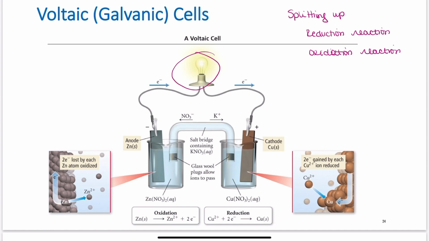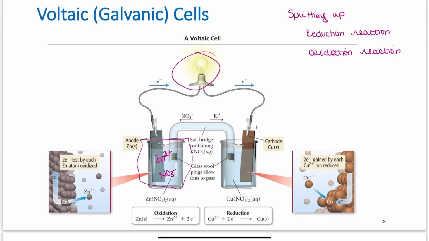So here we see another system. I've got zinc plus copper again, but this time, instead of using pictures, I'm using the actual species, okay? In here, I've got a beaker that has zinc nitrate in it. Zinc nitrate, nitrate is just a spectator ion. That means I have zinc ions, zinc is 2+, and nitrate ions floating around.